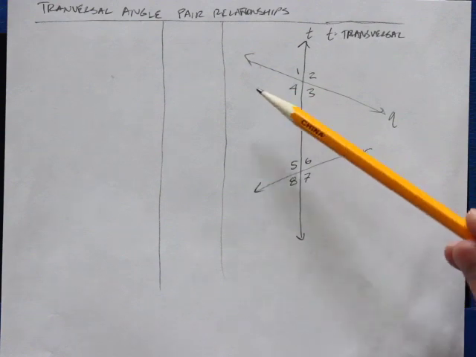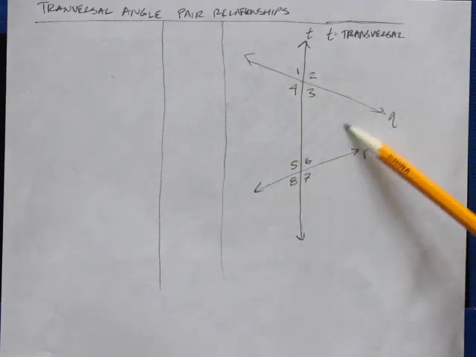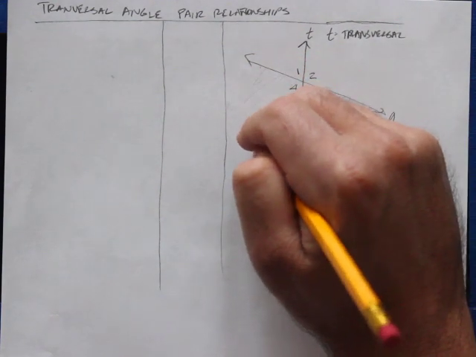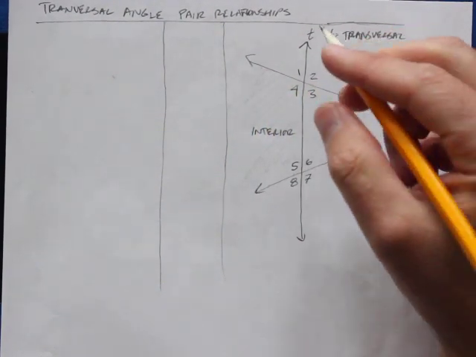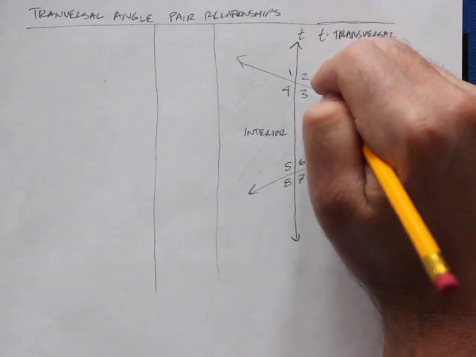Now I've got these two lines. In between these two lines is the interior. And then outside of those two lines is the exterior.